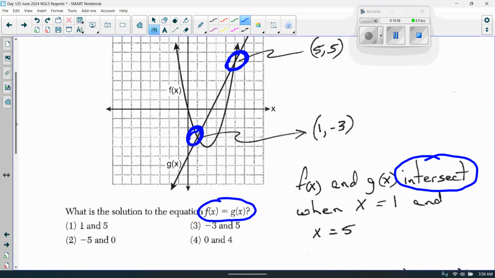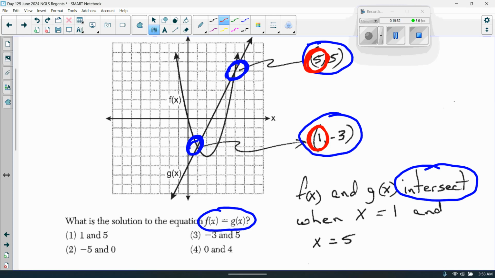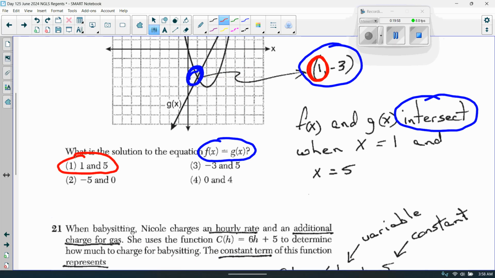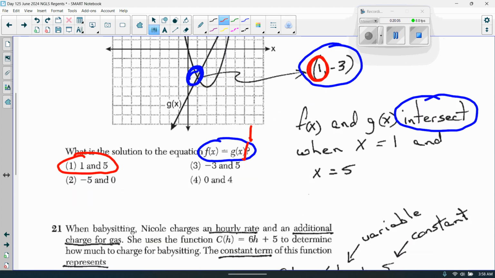But you have no choice but to take the x's, because you don't have a choice of points. So let's see where they intersect. They intersect at 5, 5, and they intersect at 1, -3. All we care about, though, is the x value. So we care about 5, and we care about 1. So the winner is, he never picked answers. Silly. There's your answer. 1 and 5. That was a very easy question if you know what this means.